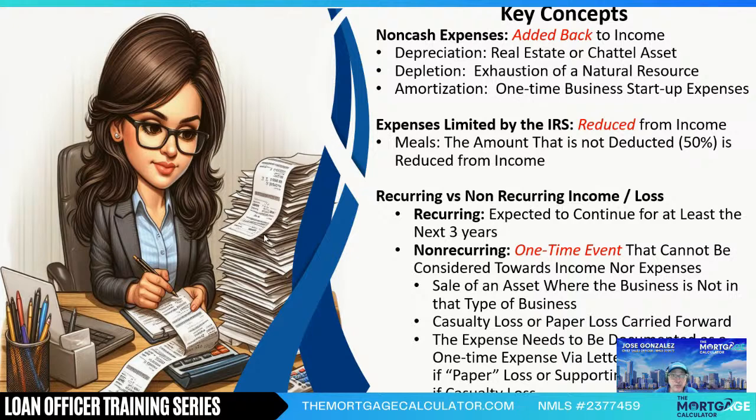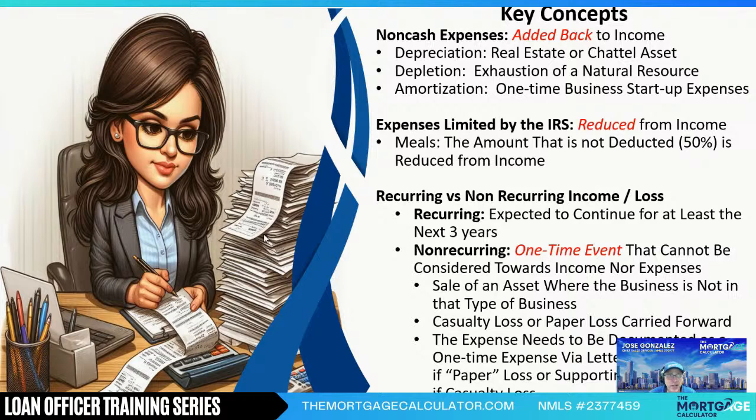The IRS lets you deduct 50% of the meals from the income. So if 50% is deducted as a business expense, the other 50% that is not deducted is reduced from the income, because you're only deducting half of it. The logic is there's another half that's floating around there, and that half needs to be deducted from the income because the IRS only let you write off half of it. So that's the most popular and applicable category for expenses limited by the IRS.